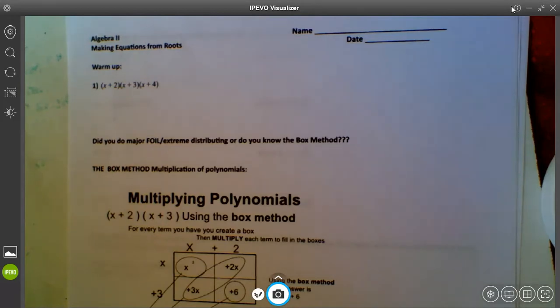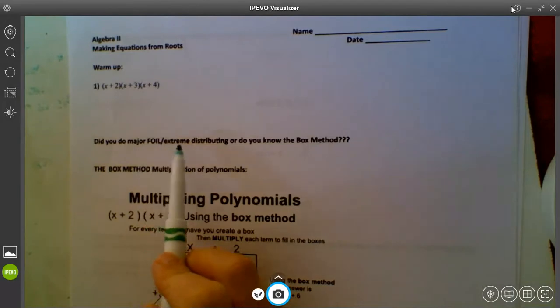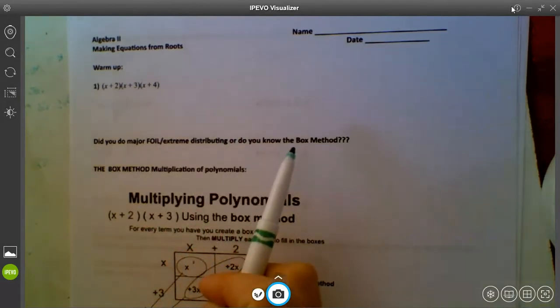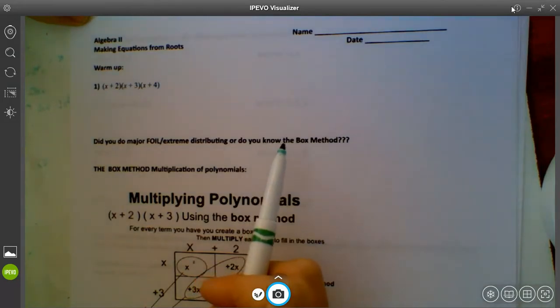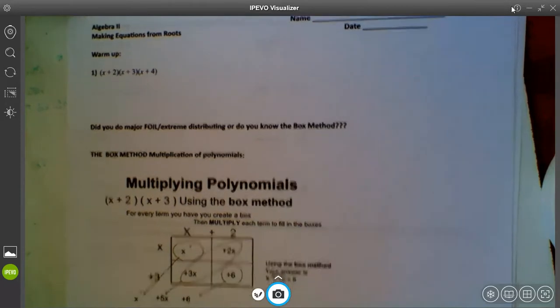All right, now that you're back, some questions I have about how you approach this. Did you do some major FOILing and extreme distributing, or did you do the box method? Now, we did not go over the box method in the algebra review unit, but it is something that's very helpful as we move on because it helps with bigger and bigger polynomials. So what is the box method?